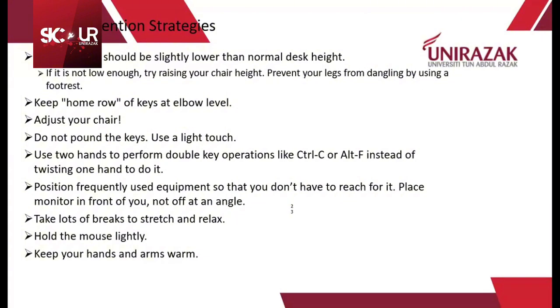Adjust your chair. Do not pound the key. Use the light touch. Use two hands to perform double key operation. Control C, Control F. Whatever lah yang kita shortcut, sepatutnya boleh pakai dua tangan. Tapi biasanya kita akan pakai satu sebelah tangan je lah. Alasannya nak cepat. Tapi boleh menyebabkan twisting on hand to do it. Position frequently used equipment so that you don't have to reach for it. Place monitor in front of you, not at an angle.